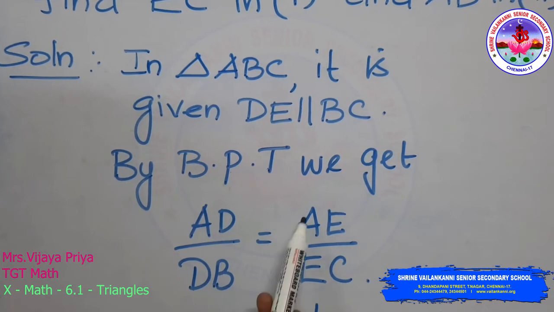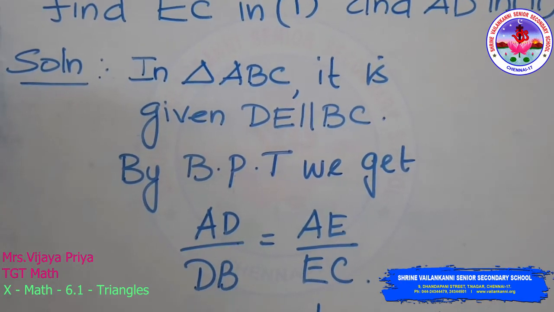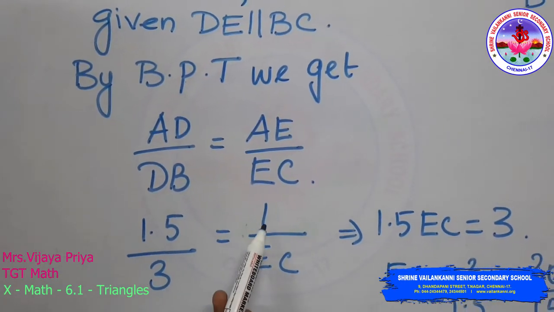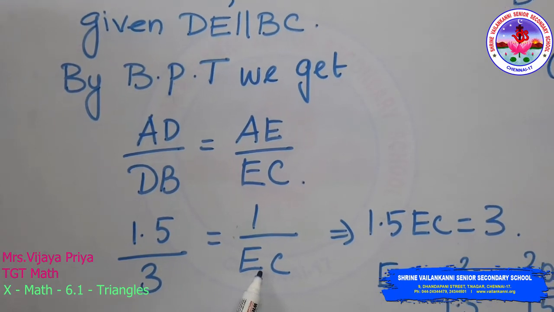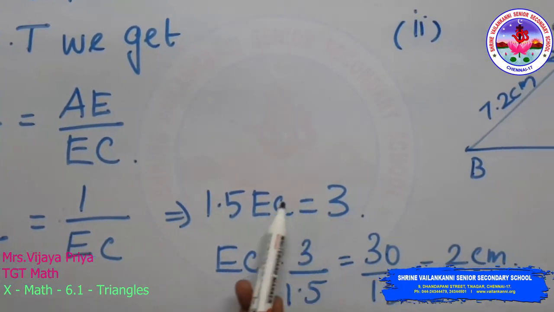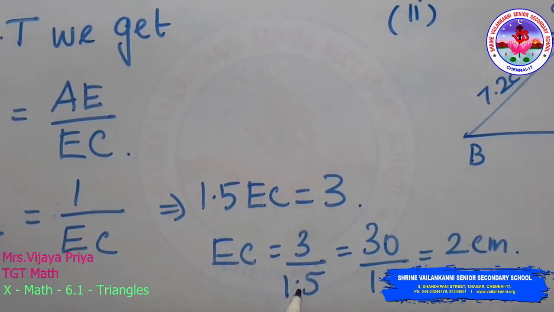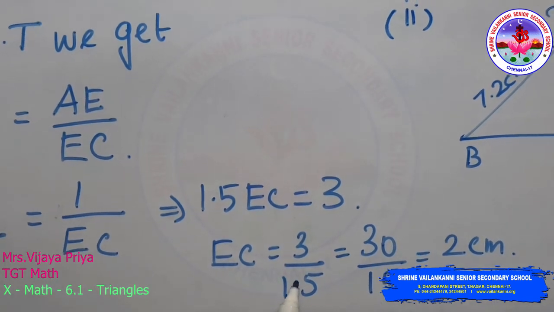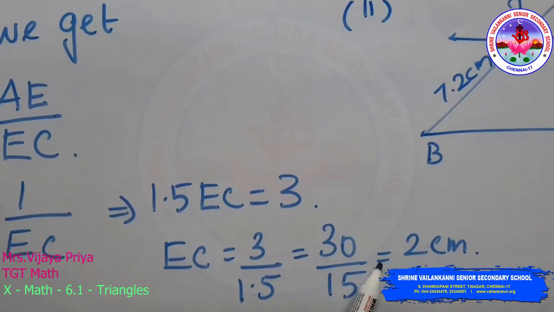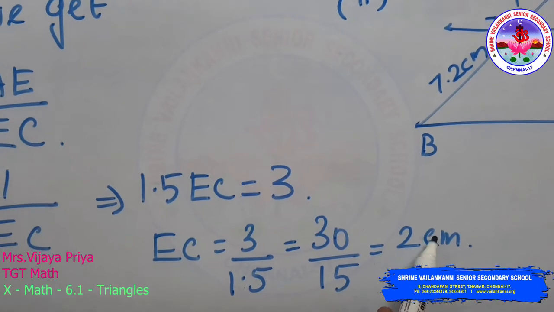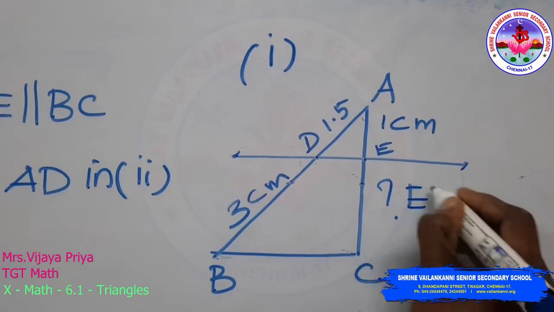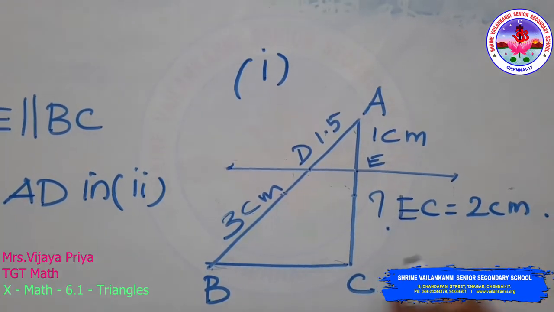Now substituting the given values, AD is 1.5, DB is 3 and AE is 1. We need to find EC. Now cross multiplying, I will get 1.5 EC is equal to 3, where EC is equal to 3 by 1.5. In order to remove the decimal point, I am multiplying and dividing by 10. So I will get 30 by 15, and the answer is EC as 2 centimeters. So in the figure, EC is equal to 2 centimeters.